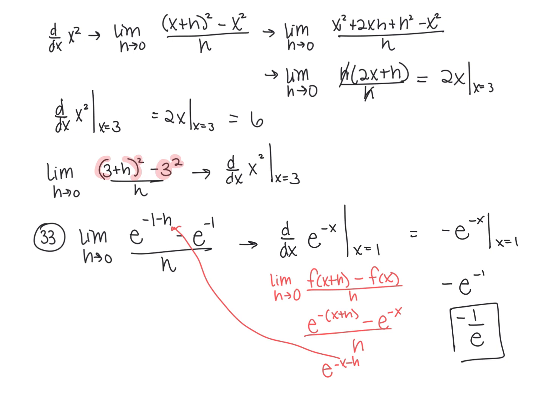Okay, let's extend that idea a little bit and look at a different limit definition of a derivative. The limit as x approaches some number a of f of x minus f of a over x minus a. This too is a limit definition of a derivative. Usually this limit definition of a derivative is at a specific point. That specific point is a, so we're trying to find that limit.